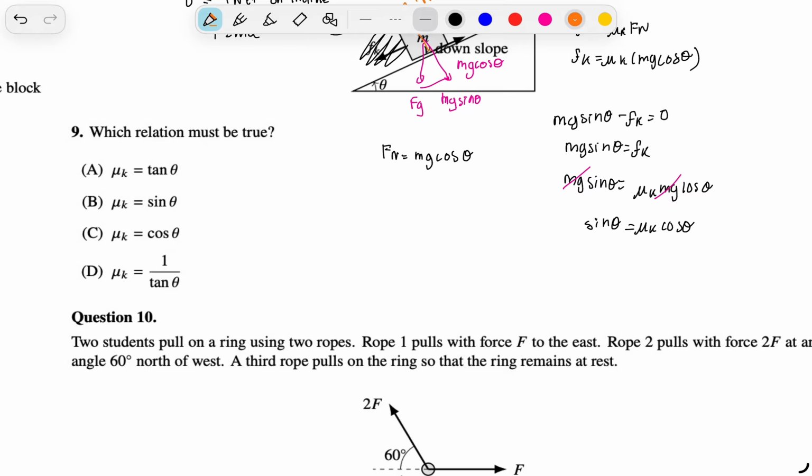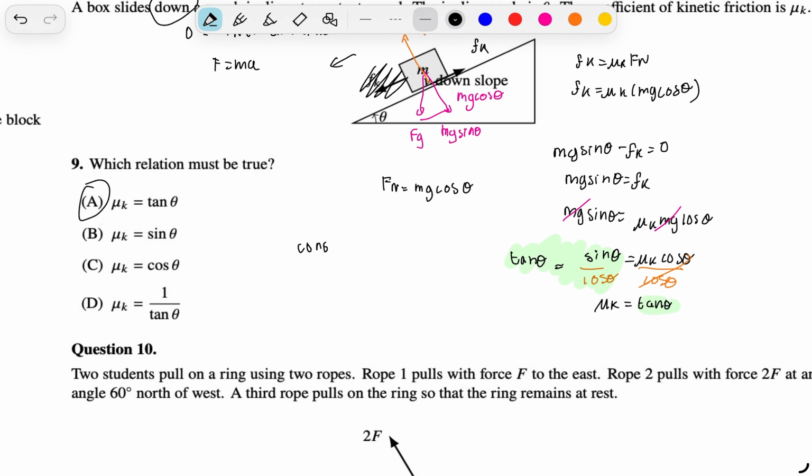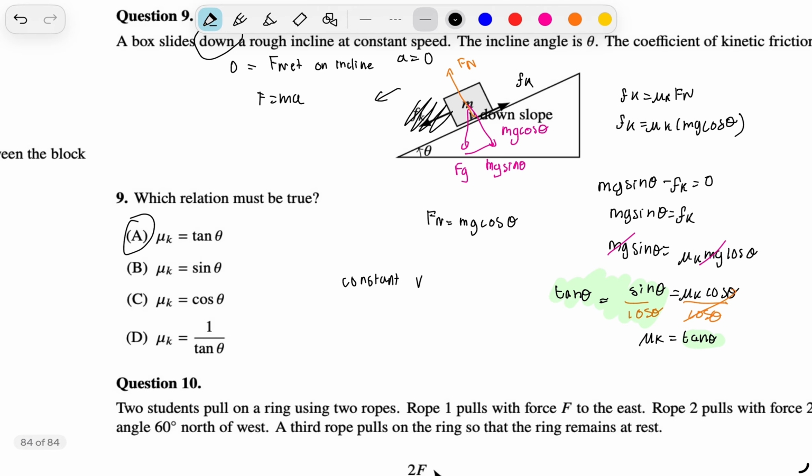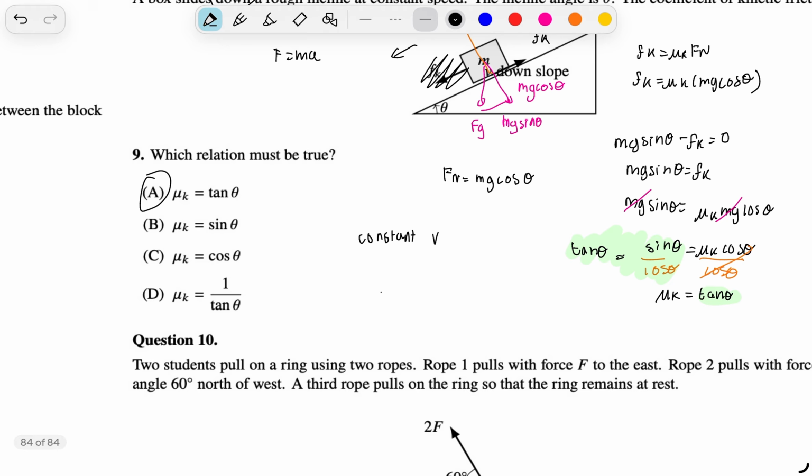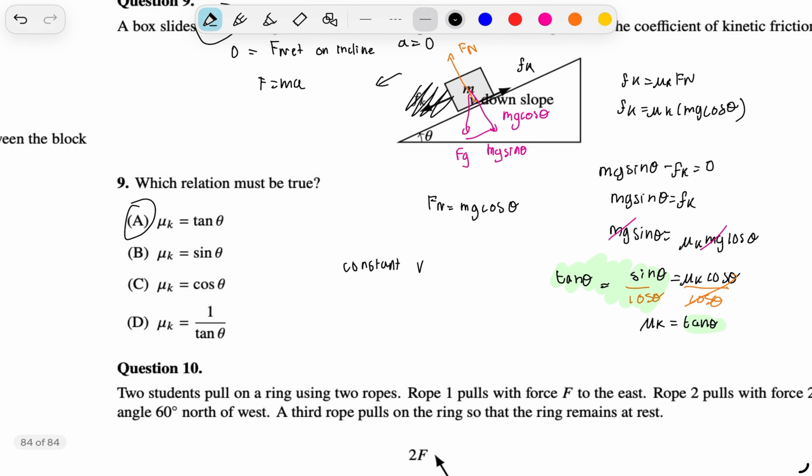So then all you can do is just cancel by cosine theta here, and you know that mu k is equal to tangent theta, because this whole entire expression is equal to tan theta. So that's just simplifying things down. Answer A. So if you have a constant V, that means that your gravity component is going to be balanced by your kinetic friction. So that's why Fk is equal to mg sine of theta right here. They balance. And that is why you have a constant V right there.